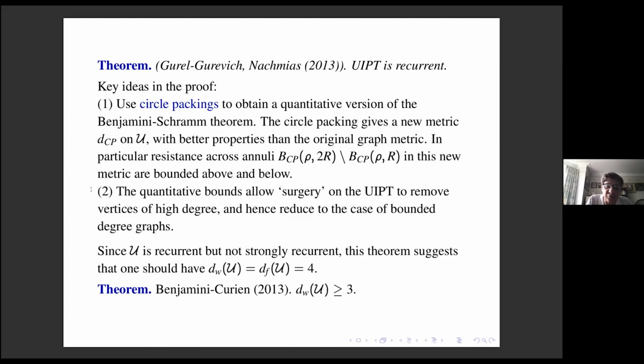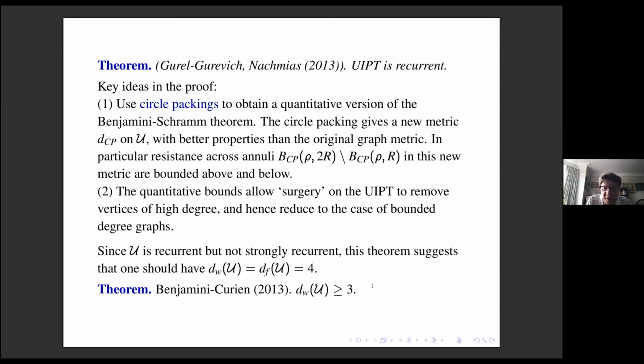And then they were able to do surgery on the UIPT to remove vertices of high degree and hence reduce to the case of bounded degree graphs and then apply the Benjamini-Schramm theorem. Now, since we know that U is recurrent, but we don't believe it's strongly recurrent, this theorem suggests that the walk dimension of U should be equal to the fractal dimension, which we already know is 4.